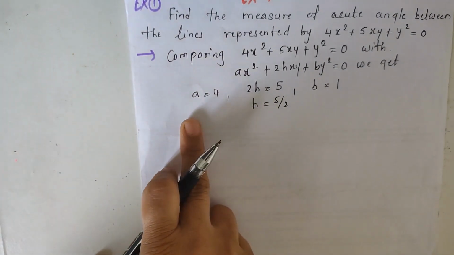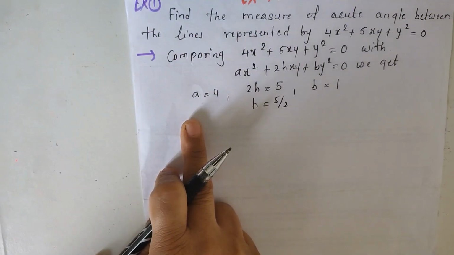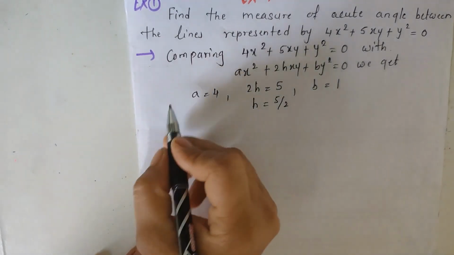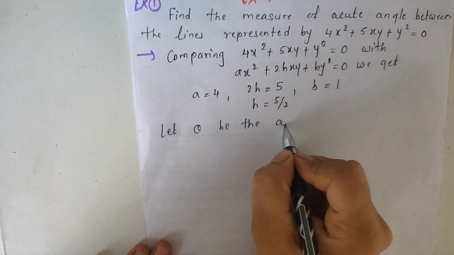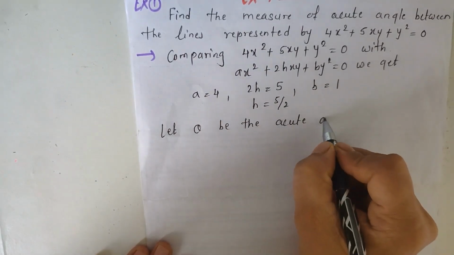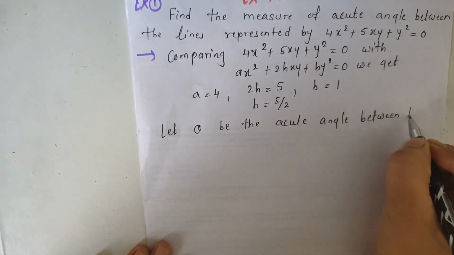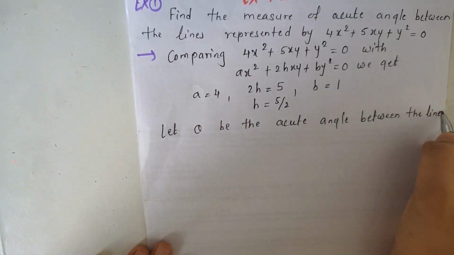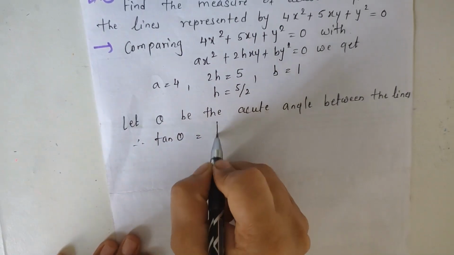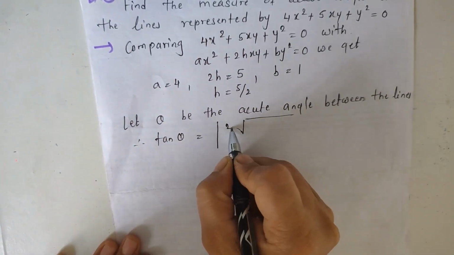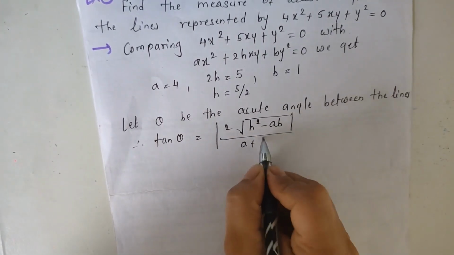Now we know the formula for the acute angle between the lines. So first consider theta as the acute angle between the lines. So tan theta is equal to mod of 2 into under root of h square minus ab upon a plus b.